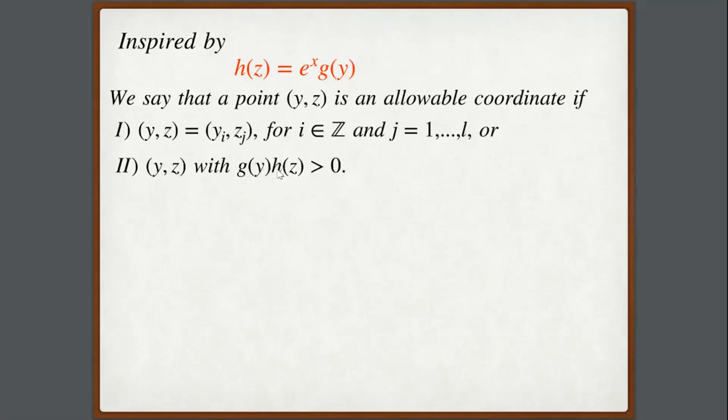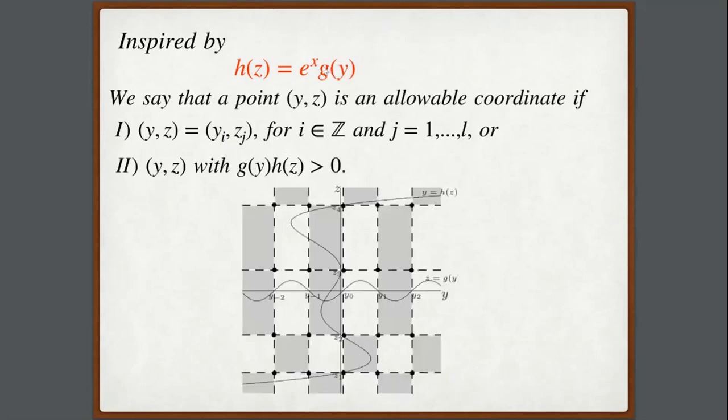A second case is where the signs of g and h are the same, which means that the product is positive, and they are distinct from zero also. In both of these cases, we can have a solution for this equation. In the first case, the equality is 0 equals 0, and in the second case, h and g having the same sign, we can isolate x here.